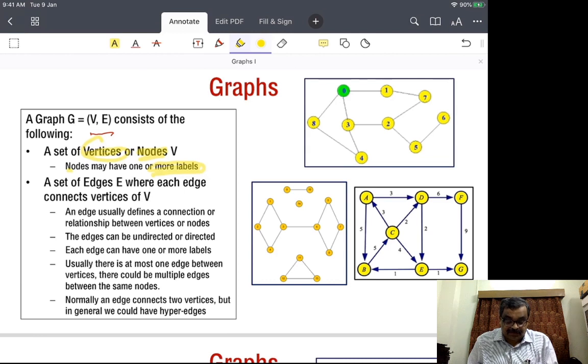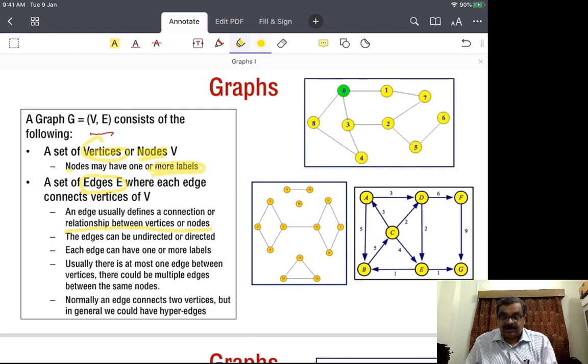The second component of a graph is called a set of edges or connections. An edge typically connects two vertices of a graph. So an edge usually defines a connection or a relationship between vertices or nodes. In terms of a graph, we have two major entities: the vertices or nodes, and the edges. There may be n nodes in a graph, and there may be m edges or m connections, and each connection is a combination of two vertices.